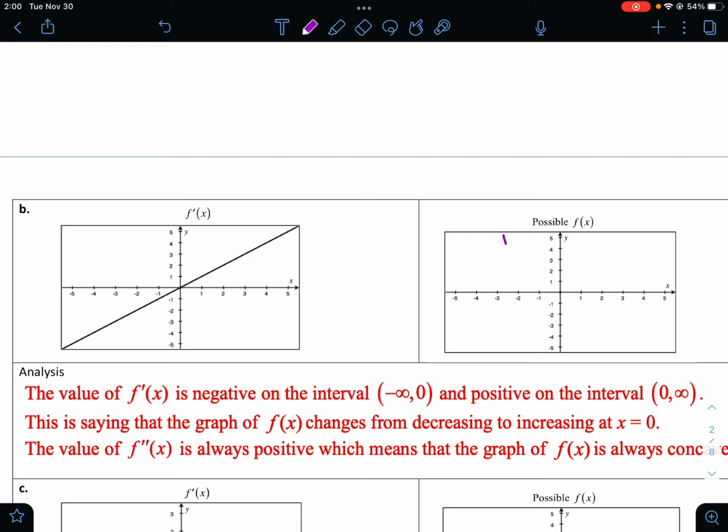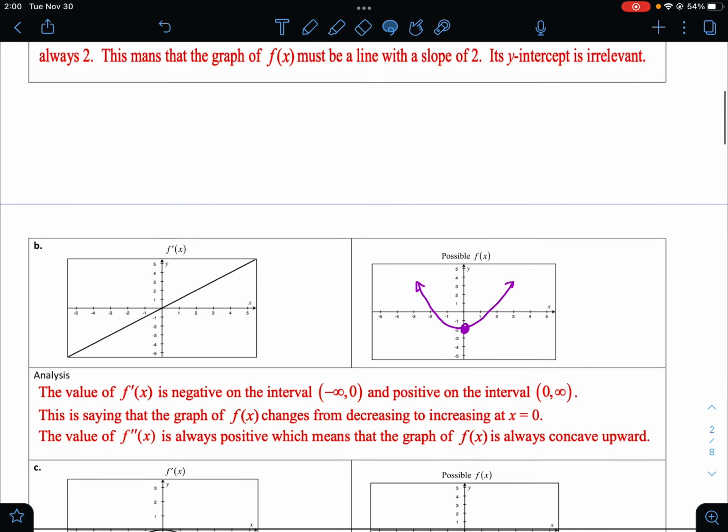So we want a graph that has a relative minimum at 0 that's always concave up. So a possible graph might look like this. And same as before, we can move this up or down, anywhere along this, and that graph would be a possible answer for the function f.